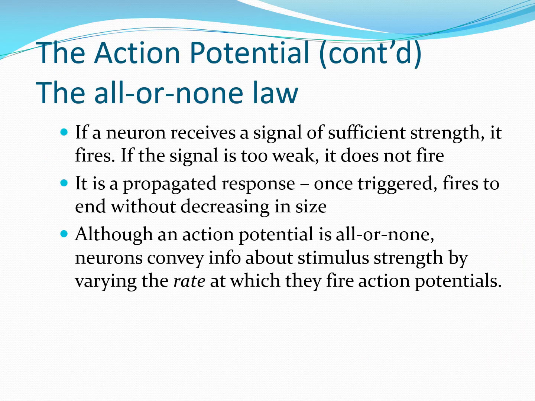So if a neuron receives a signal that is of sufficient strength, it fires. If the signal is too weak, it does not fire. So it's just this propagated response. Once it's triggered, it's going to fire to the end. It does not decrease in size, same velocity, same amplitude. And although we have this all or none law, although the action potential itself is all or none, neurons convey information about stimulus strength. So whether it's a dim light or a bright light or a small sound or a loud sound, they do that by varying the rate at which they fire those action potentials.